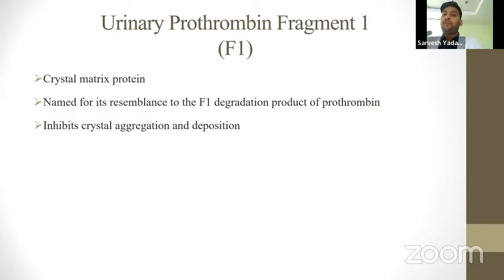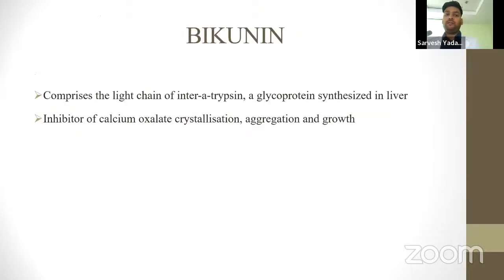Urinary prothrombin fragment 1. It is a crystal matrix protein named for its resemblance to the F1 degradation product of prothrombin. It inhibits crystal aggregation and deposition. Bikunin. Bikunin is an inhibitor comprising the light chain of inter-alpha trypsin inhibitor, a glycoprotein synthesized in the liver. It inhibits calcium oxalate crystallization, aggregation, and growth.